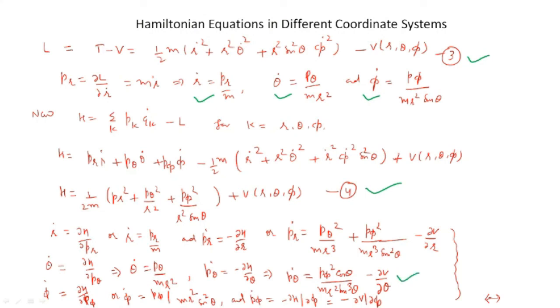Similarly φ̇ will be ∂H over ∂pφ, or we can find here φ̇ will be pφ upon mr² sin²θ, and ṗφ will be equal to minus ∂H over ∂φ. So we can write it as minus ∂V over ∂φ. So these are the Hamiltonian equations in a spherical polar coordinate system.